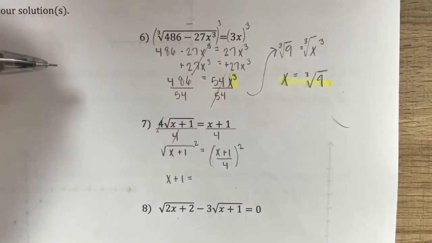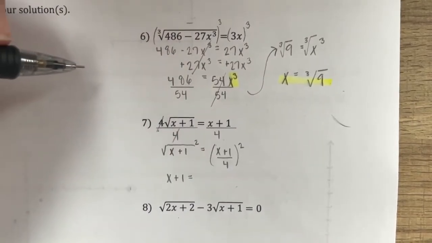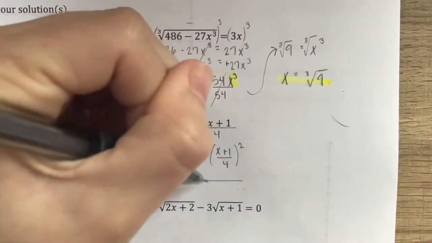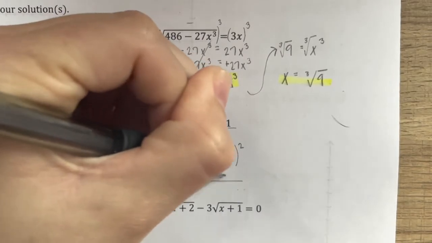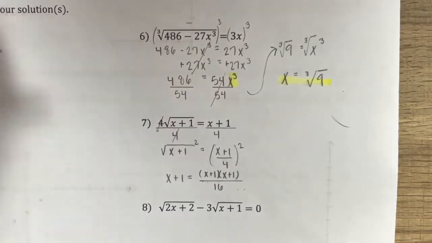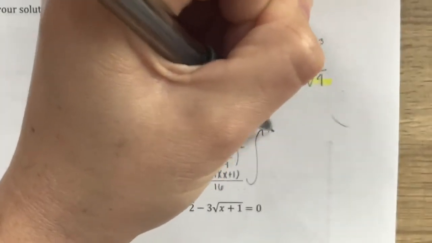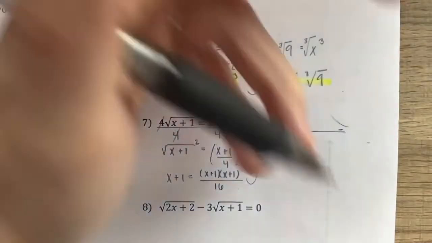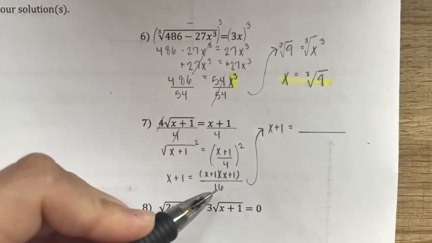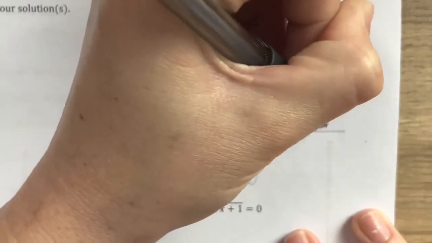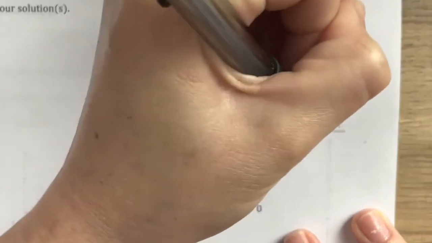And then on the right side, the x plus 1 over 4 squared. I'm going to have to square the x plus 1 and square the 4. So that's going to look like, in the numerator, x plus 1 times x plus 1. And then in the denominator, 4 squared is 16. So we're going to leave the left side alone for right now, just x plus 1, and work on simplifying that fraction. So x plus 1 times x plus 1 in the numerator, if I FOIL that, turns into x squared plus 2x plus 1, and then over 16.